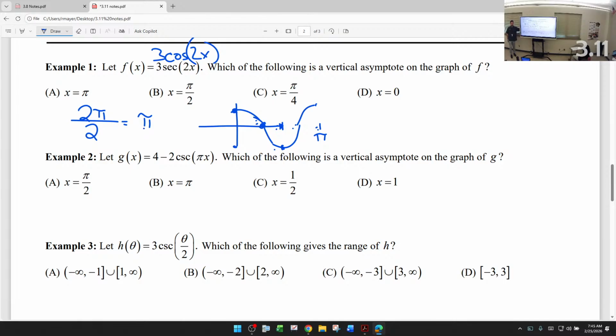Y'all okay? Questions? Kind of see how I did that. I think a sketch will help you on these. I don't have to think about any of this stuff right here except just thinking about flipping the cosine.